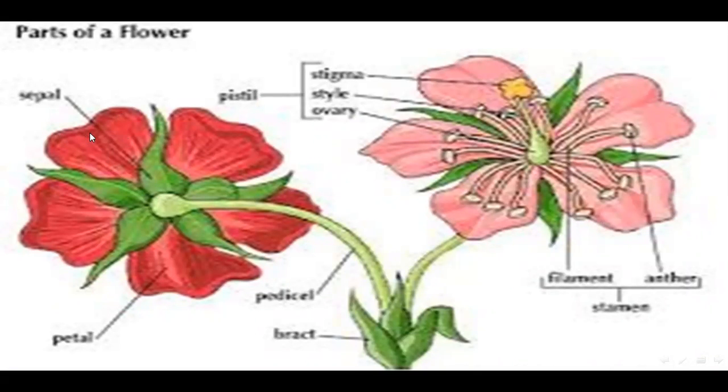Again, here you see sepal, petal. This one is sepal. That colored part of the flower is called petal. That one is the internal structure: stigma, style, ovary, anther and filament.